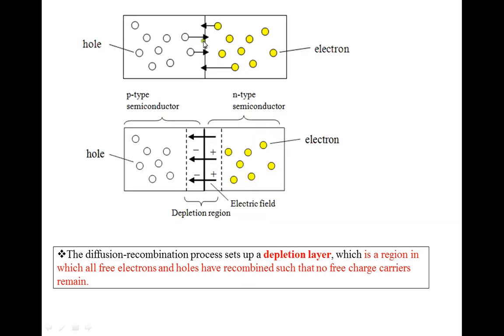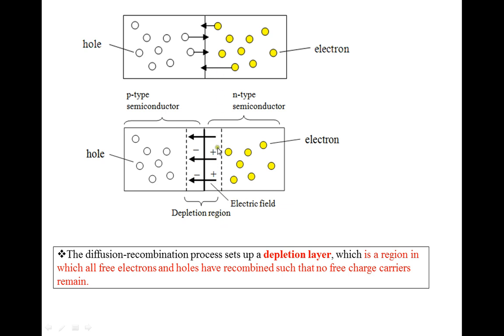So once again, you see here that the electrons leave the n-type and combine with the holes on the left hand side, and the holes on the left hand side combine with the electrons on the right hand side. They form a zone of no charge carriers, the depletion region. This depletion region is the depletion of charge carriers.